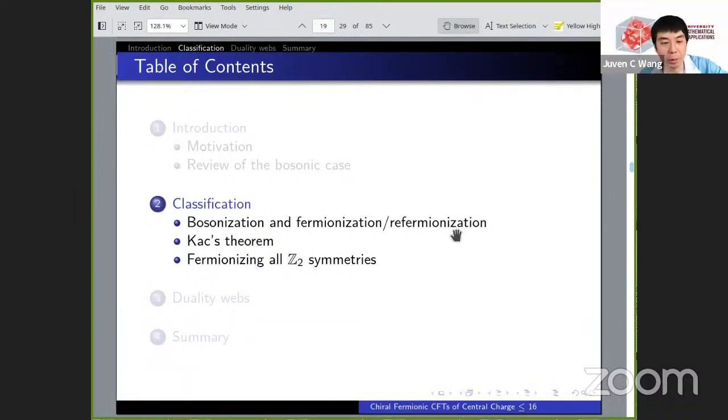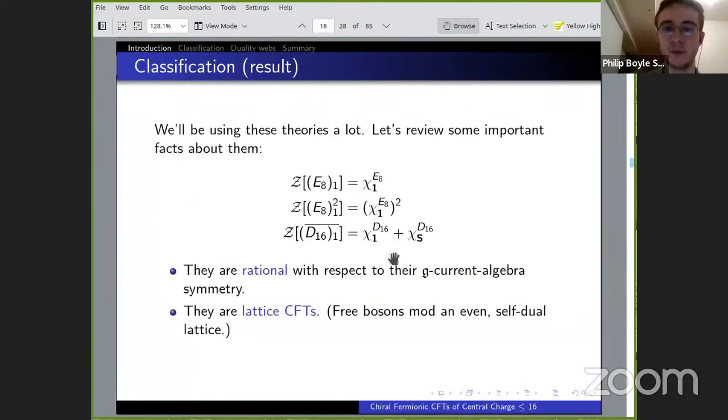Okay, but for c equal to 8 and 16, somehow the full class will just be those of the unimodular lattice CFTs, right? Yeah. Okay. Thank you. And that makes life easy for us, because we will be using both the fact that they're lattice CFTs and the fact that they're rational with respect to their current algebra symmetry, which will be basically crucial for us.